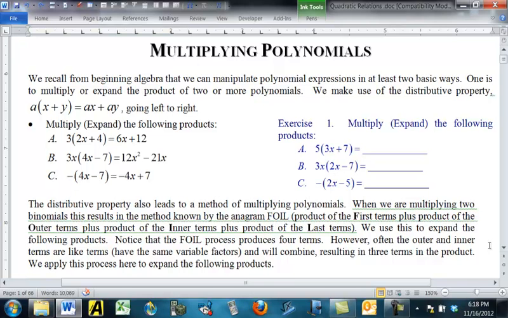If we use this property left to right, that's called expanding or multiplying out. So here are some examples. 3 times (2x plus 4) is 3 times 2x, which is 6x, plus 3 times 4, which is 12. So it's 6x plus 12. 3x times (4x minus 7) is 3x times 4x, which is 12x squared, and 3x times negative 7 is negative 21x. And if you just have a negative outside of a parentheses, that's like a negative 1 times that parentheses. You distribute that and it becomes, in this case, negative 4x plus 7.